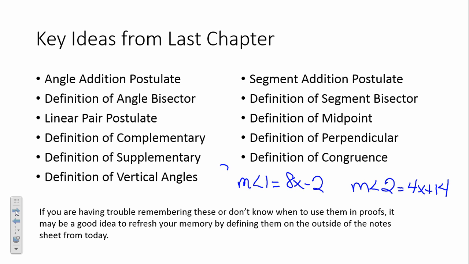Number 8. The measure of angle 1 equals 8x minus 2 instead of 8x minus 12. And then that second measure of angle 1 becomes measure of angle 2 equals 4x plus 14. Okay?